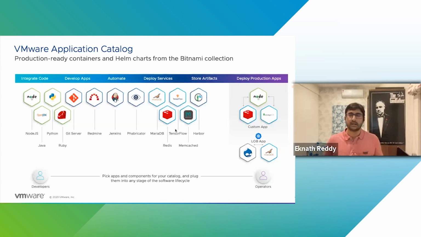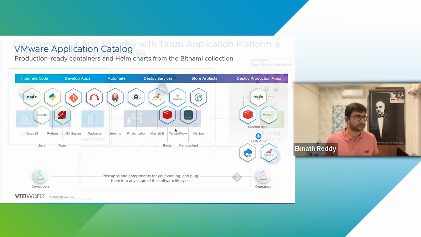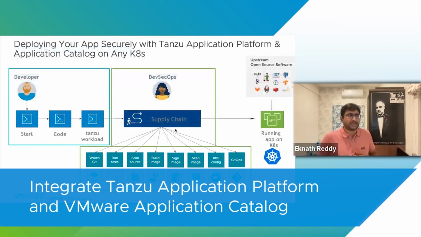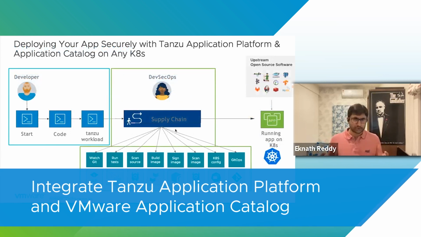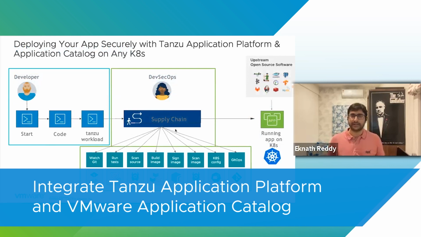It also has images and Helm charts available, where you can just go there, map your registries, and start accessing all the bundles and artifacts available out there. So Tanzu Application Platform and VMware Application Catalog together can be integrated in a very easy way.